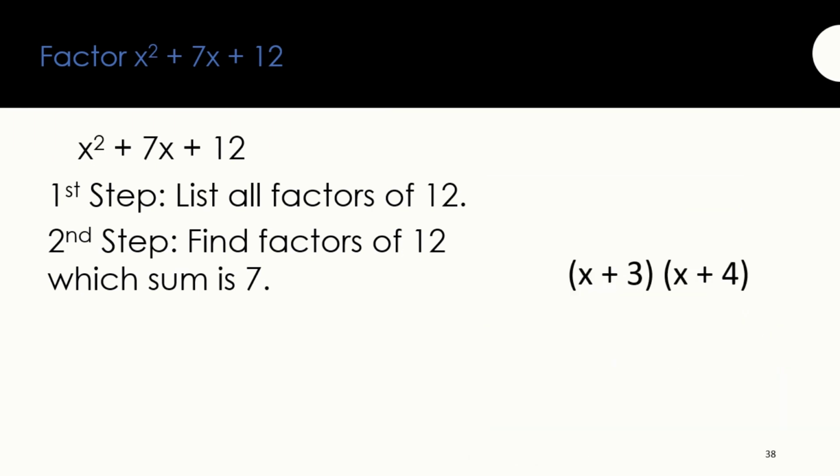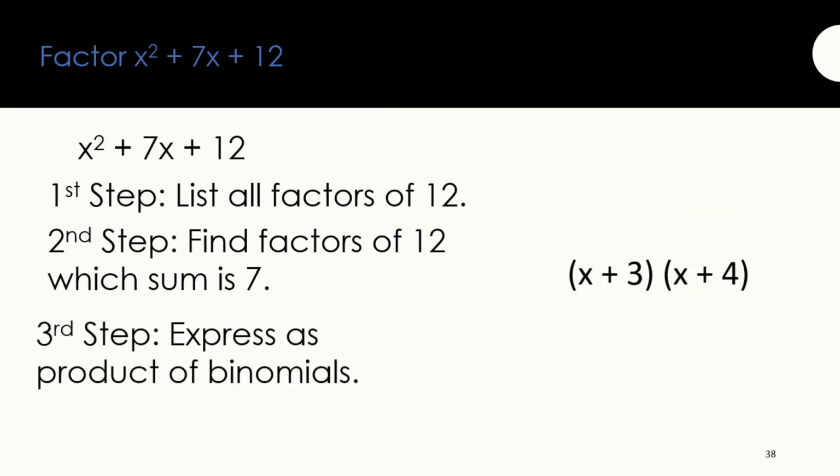Okay, next, we go to the third step, which is we will express as product of binomials. So here, we took the 3 and 4 as its factors. Then x is what we will use because x is the only variable. We took x as the factors of x squared.